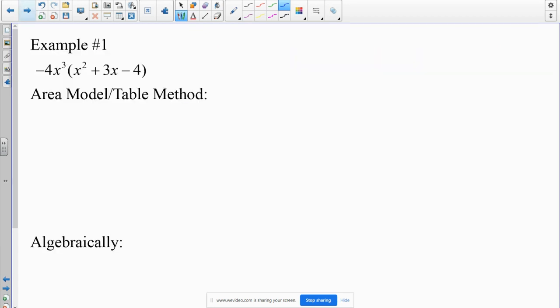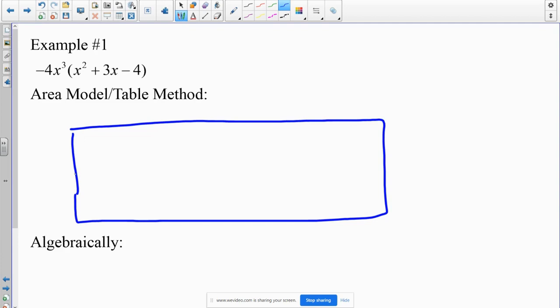So example number 1 here, we have negative 4x cubed, and we're going to multiply that times the trinomial x squared plus 3x minus 4. An area model, table model, means you're going to make kind of a table here. So this is the kinesthetic. You kind of draw it out. It helps your brain work through it.